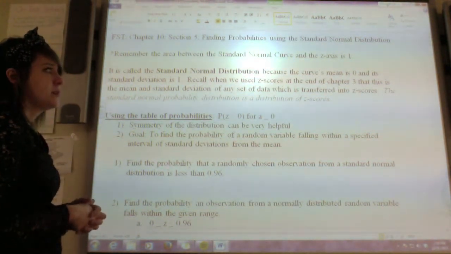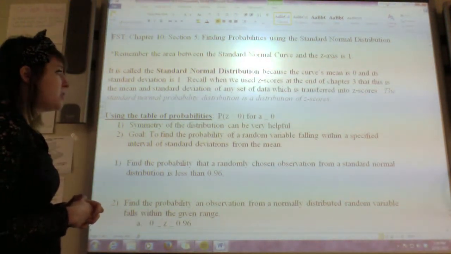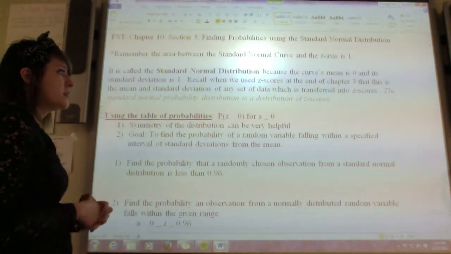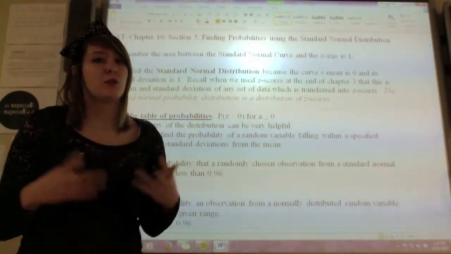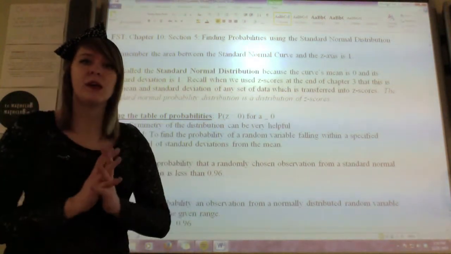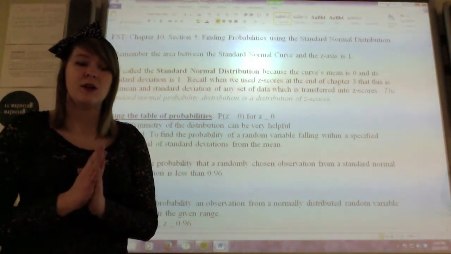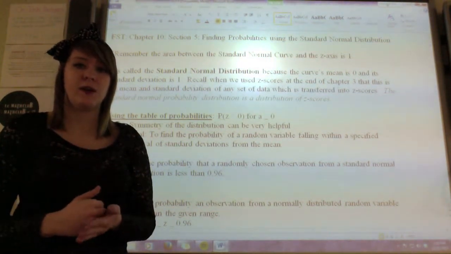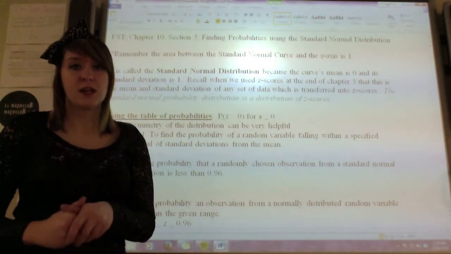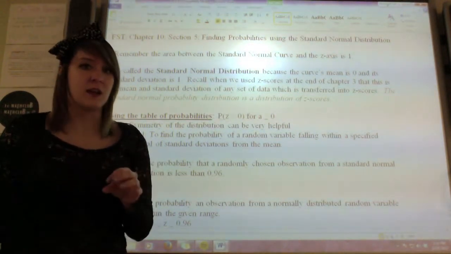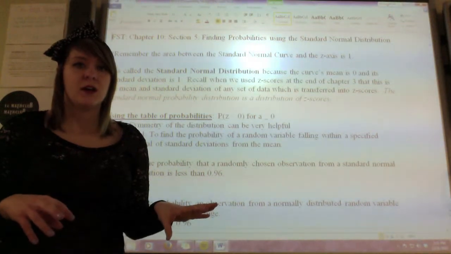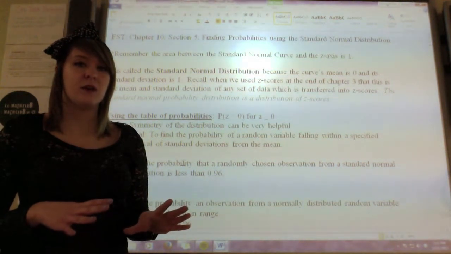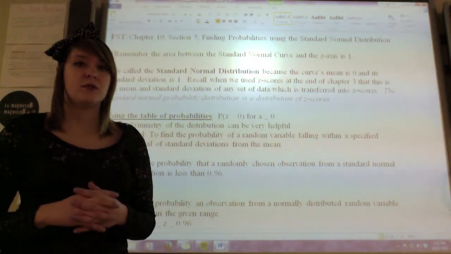Recall when we used z-scores at the end of Chapter 3 that this is the mean and standard deviation of any set of data which is transformed into z-scores. The standard normal probability distribution is a distribution of z-scores. Remember that in order to get a z-score, we took our value minus the mean and then divided it by the standard deviation. What that did was standardize our score so that we could compare it to anything else. So this is really useful because as long as we can find a z-score for something, we can calculate the probability of that happening using the standard normal distribution table.